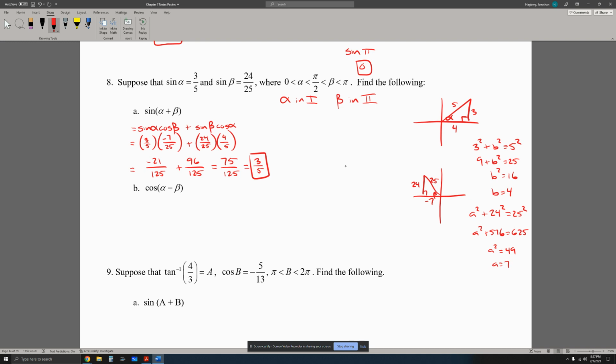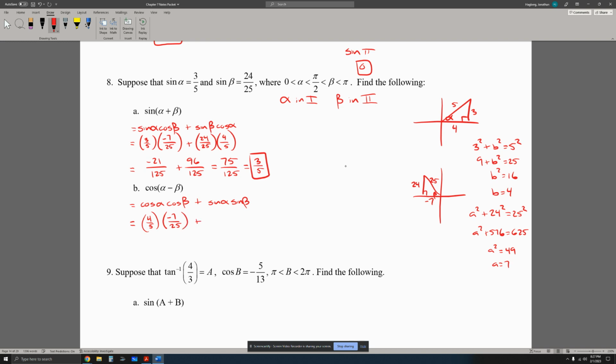All right. Now let's find cosine of alpha minus beta. So we know that the difference formula for cosine is cosine alpha, cosine beta, plus sine alpha, sine beta. Okay. So the cosine of alpha we know is 4/5. We can look at the triangle from the last problem. Cosine of beta is equal to adjacent over hypotenuse, negative 7/25.